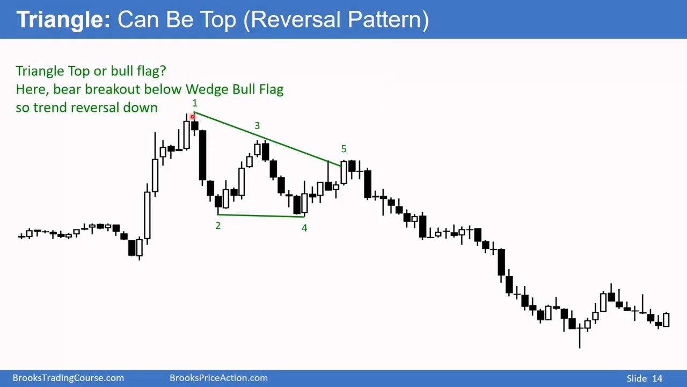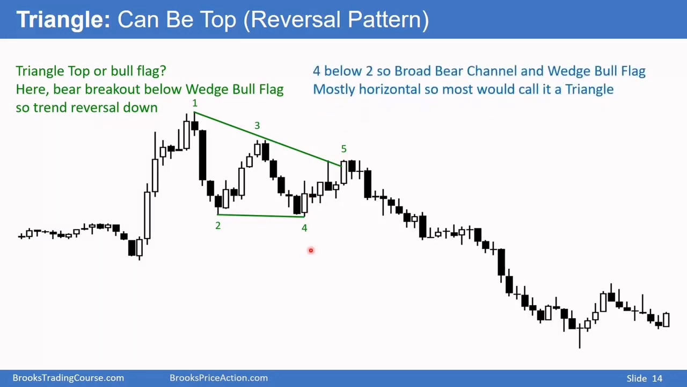You can call this a triangle. You can call it a wedge bear flag. It's mostly horizontal. I would call it a triangle. 0.4 is slightly below 0.2. If you want to call it a wedge bull flag, you can. You can call it 3 pushes down. 1 push here, 2 here, 3 there. Or you can simply call it a triangle. Again, it doesn't matter. The more horizontal it is, the more neutral it is. In any case, we got a successful bear breakout.